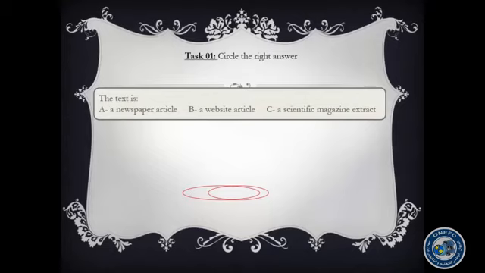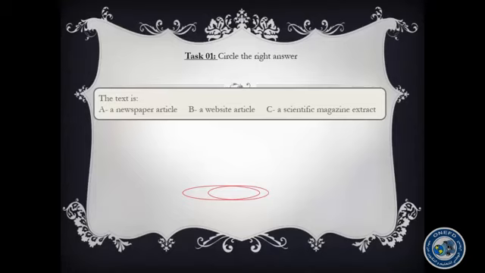Task 1, circle the right answer. So this is a common question in your baccalaureate exam: the text is A, a newspaper article, B, a website article, or C, a scientific magazine extract. So feel free to pause the video, go back to the text and look for the answer.